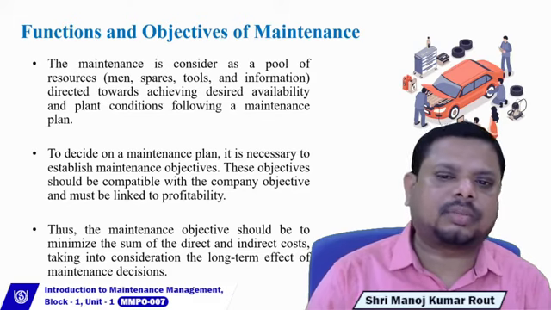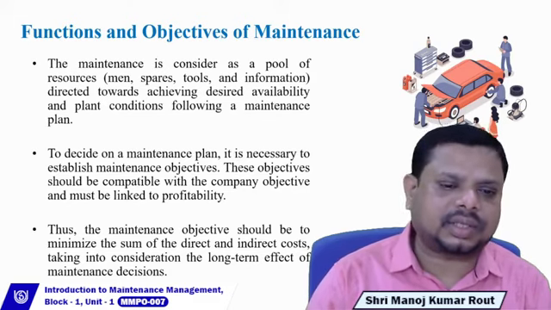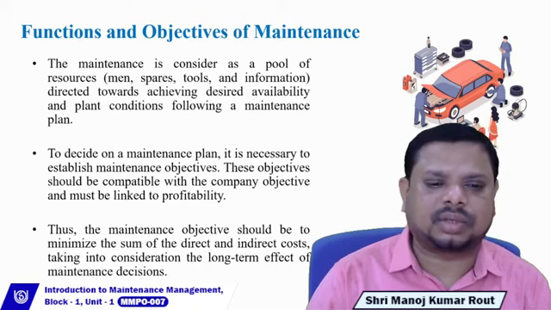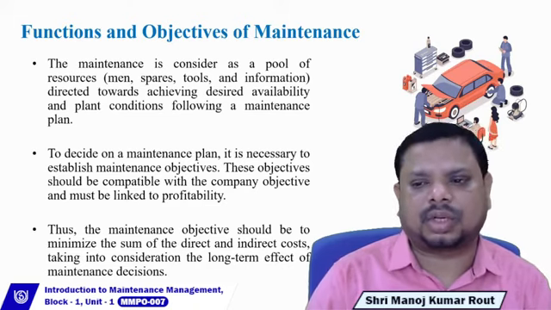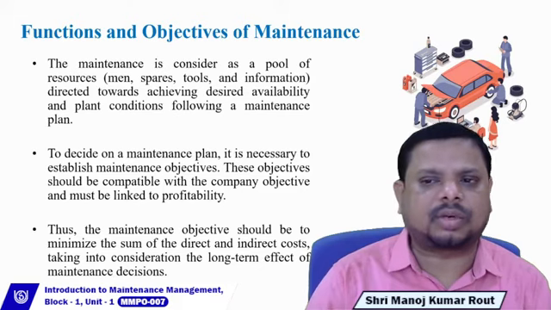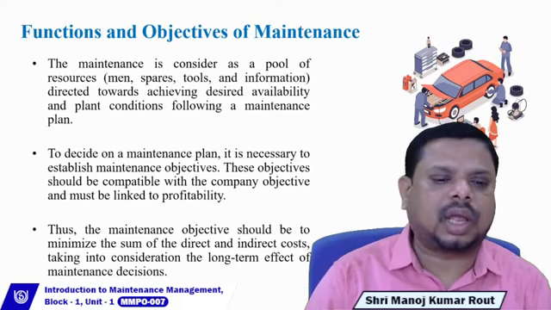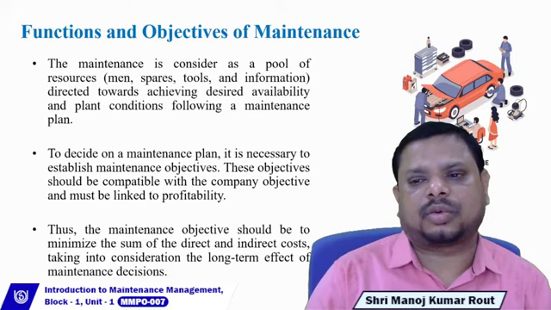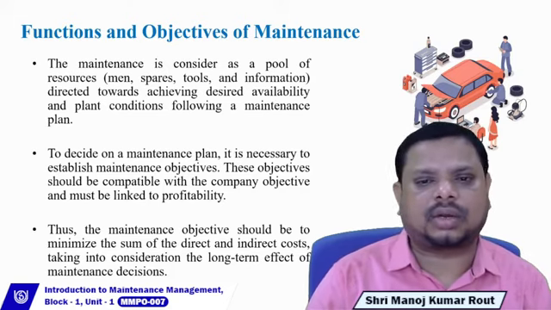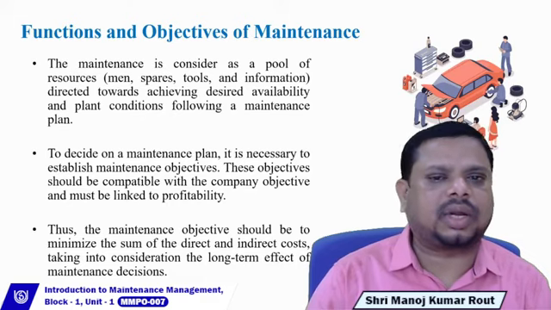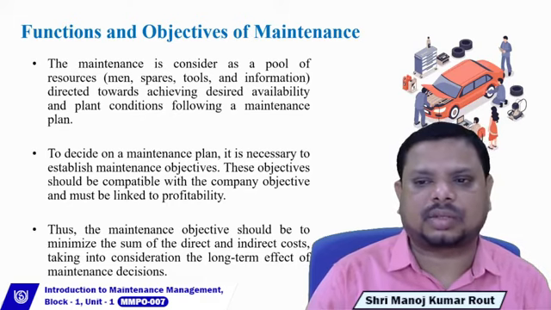So whenever the middle level of management takes decisions related to maintenance objectives, which must be compatible with the company objective to make a large amount of profitability for the organization, and whenever they focus on profitability, they can minimize the sum of direct cost and indirect cost, which is directly or indirectly involved in maintenance management.